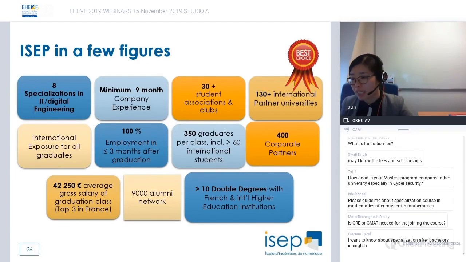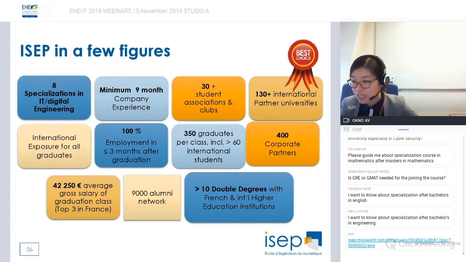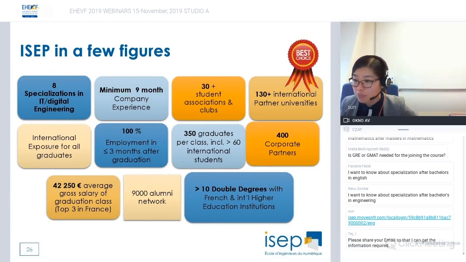I will share with all of you the application website, and you can also find it on our website ESEP.fr. In our English website, there are application procedures, but as I'm here, I can share it directly with you. You can find it on our English website too. It's open now, so you can apply now. Yes, so this is our application website.